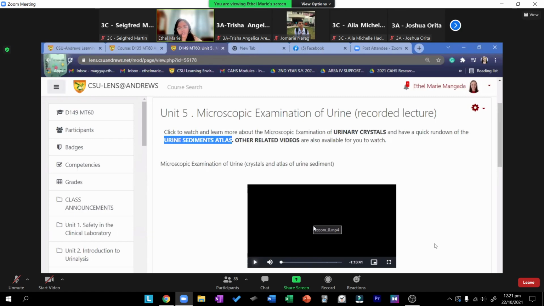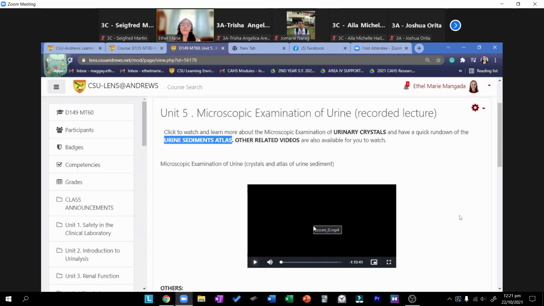So next week, hindi na kayo magki-quiz nito. Ang quiz nyo po next week ay chemical examination of urine. Kailan nyo i-e-exam yung microscopic exam? Kasi ang alam ko po, midterm exam nyo na next week. So isasabay ko na lang yung microscopic exam dun sa midterm exam. Pero sana hindi tayo sasabay dun sa iba kasi alam natin yung problema natin sa lens. Minsan, pag sobrang daming sabay-sabay nag-exam, naglalag.